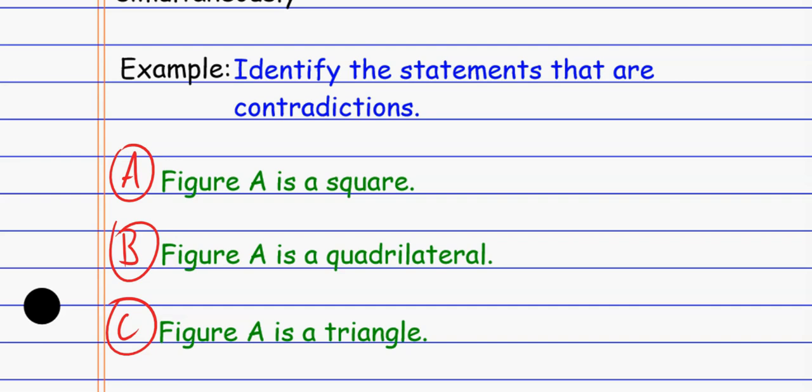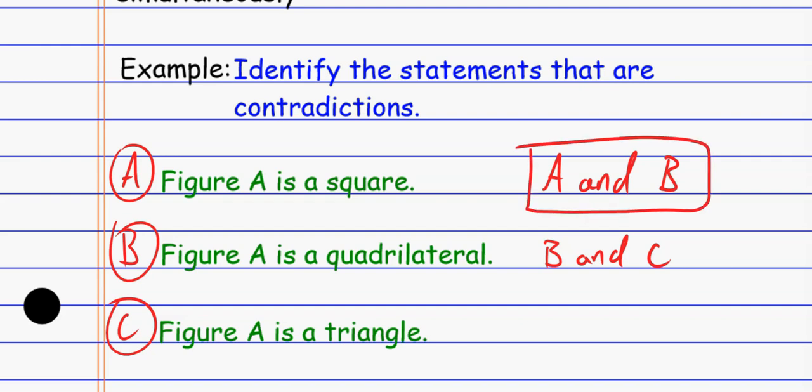So if I look at these and ask which statements would be contradictions, well, the first one and the last one would be a contradiction. So A and C together would be contradictions, because can something be a square and a triangle at the same time? Well, no, a square has four sides, a triangle has three sides. That's impossible. Likewise, B and C would also be contradictions, because B is saying it's got four sides, and C is essentially saying it has three sides. Those things can't coexist.